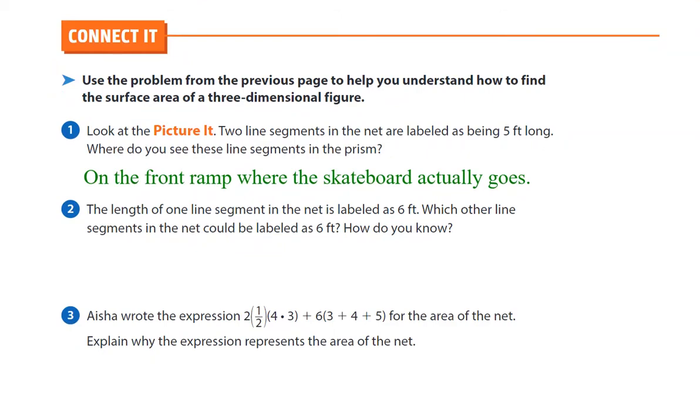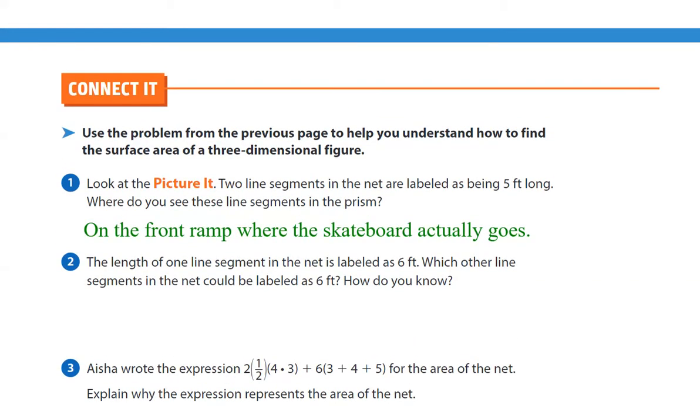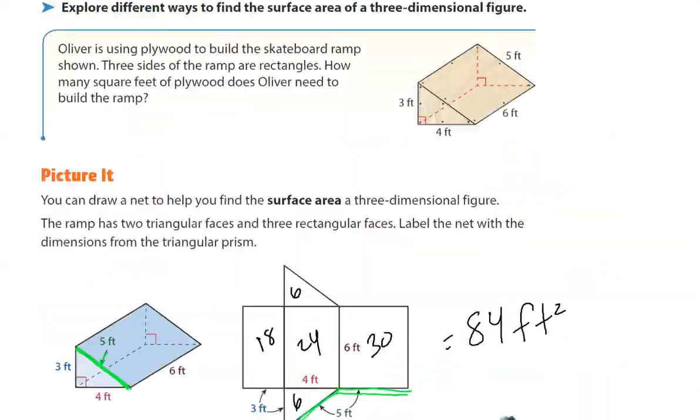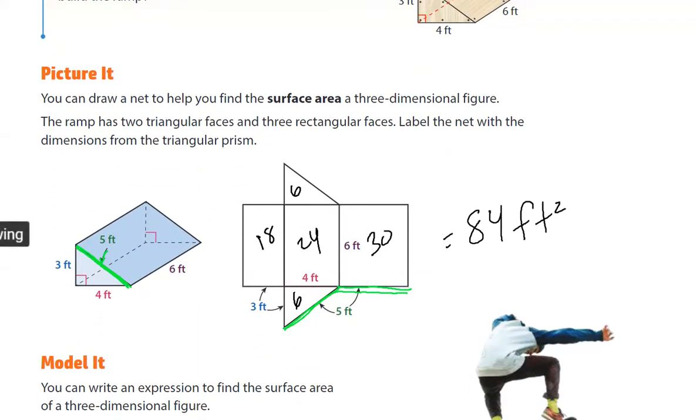The length of one line segment in the net is labeled as 6 feet. Which other line segments in the net could be labeled as 6 feet, and how do you know? Okay, let's get out the purple because that's what the 6 label. So if this one's labeled as 6 feet, what are the corresponding sides? The congruent sides is probably more accurate. All of these are 6 feet, right? Because they are all parallel and they all have the same length. I think that's obvious.